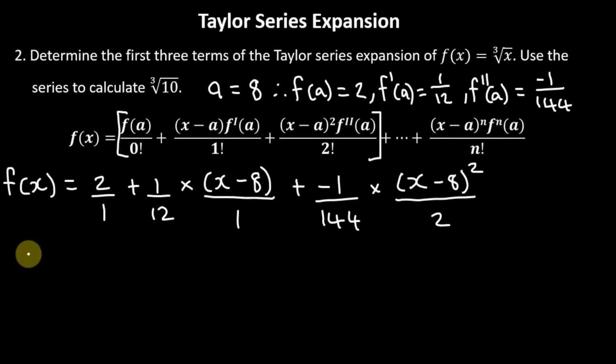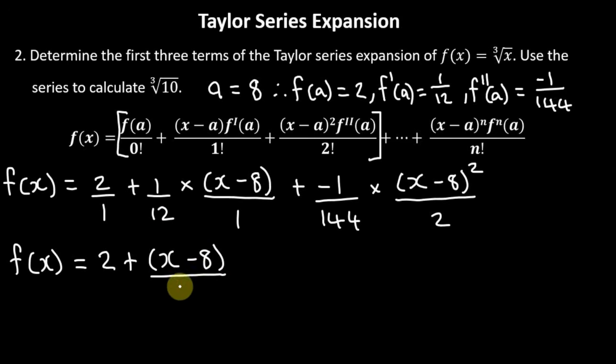And we can always clean this up a little bit, so we have f of x is equal to 2 divided by 1 is 2, plus 1 times x minus 8 in bracket will remain x minus 8 in bracket.